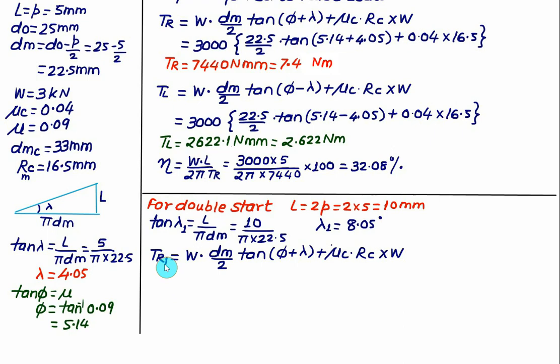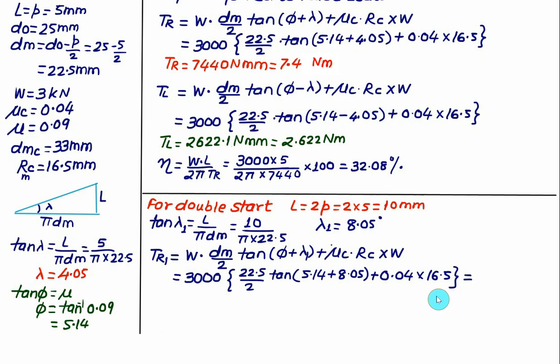So we have torque required to raise the load in the case of double start is W into dm by 2 into tan of phi plus lambda 1. Phi will not change. Plus we have mu c into rc into W. Again we can take W common, which is equal to 3000. dm value is 22.5 divided by 2 into tan of phi, which is 5.14, and lambda 1 you have to use as 8.05, plus we have mu c, which is equal to 0.04, multiplied by rc equal to 16.5.